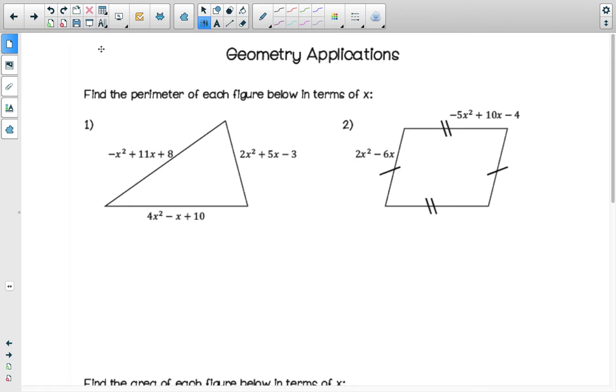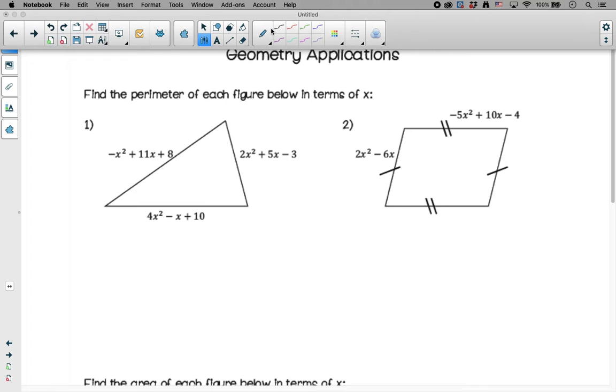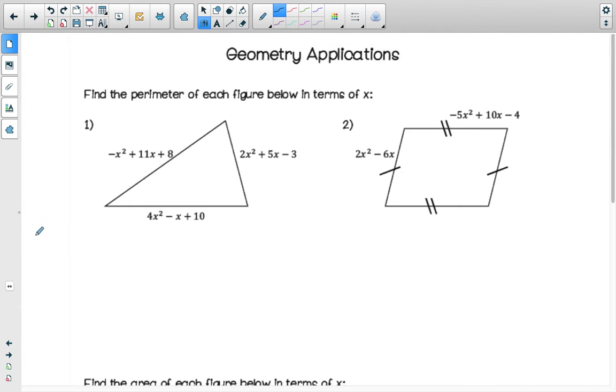So to find the perimeter, we need to know what all the sides are, and we need to add them up. Perimeter will be to add up all three of these sides on a triangle. So let's write that out. Perimeter will equal our first side.